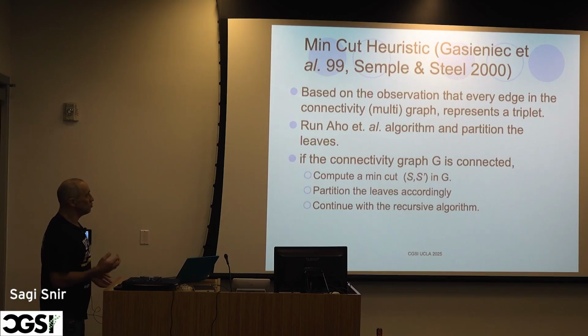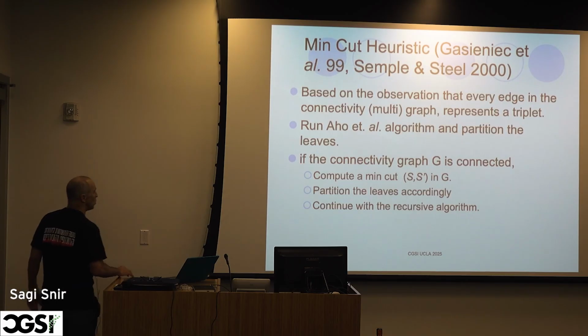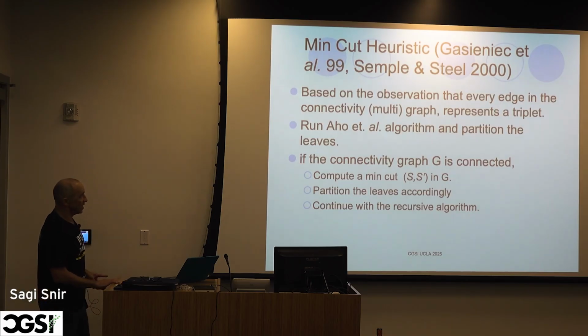Okay, now let's move a little bit to more complicated stuff. So what people noted is the following. Based on the observation that every edge in the connectivity graph, every triplet, even if that edge is a multi-edge, so it's a multi-graph where vertices can be connected by more than one edge, every such edge represents a triplet. So we run that same algorithm.